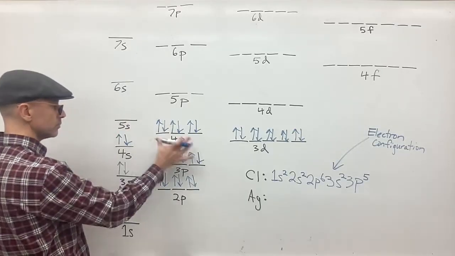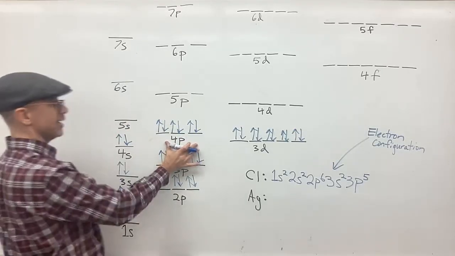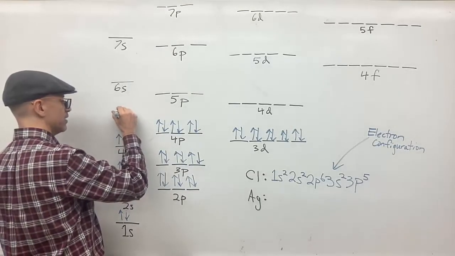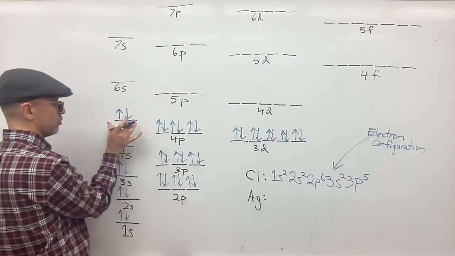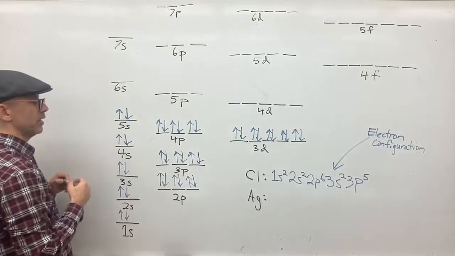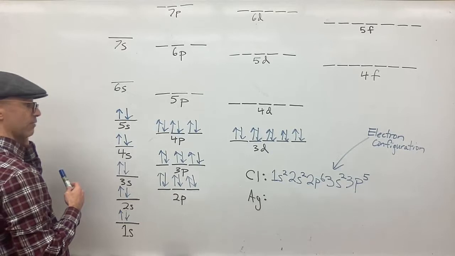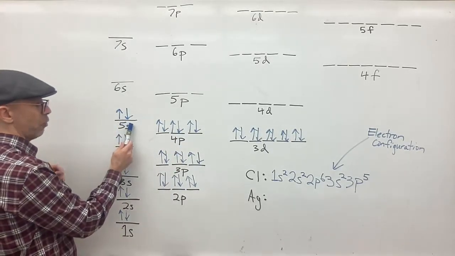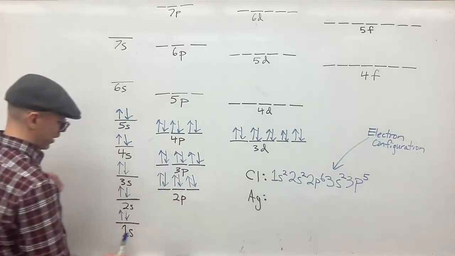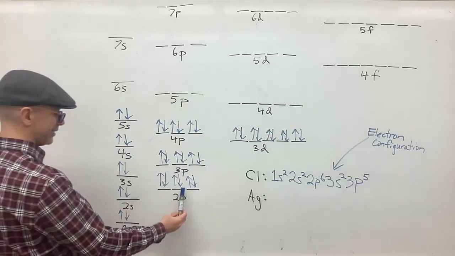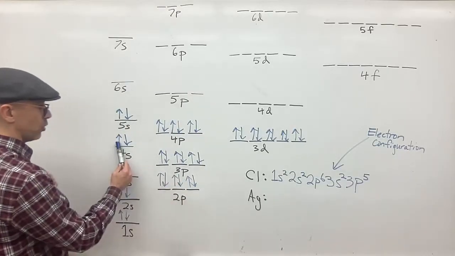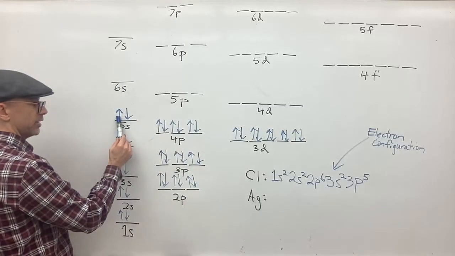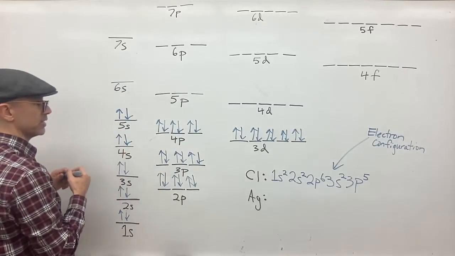So after the 4p, what's next? The next in energy is the 5s. So we're going to add to that, spin up, spin down. So we're going to put electrons into that room. And so now we have 38. So we want 47. So let me double check. So we have 2, 4, 10, 18, 20, 30, 36, 38. And now we want to put in 47.